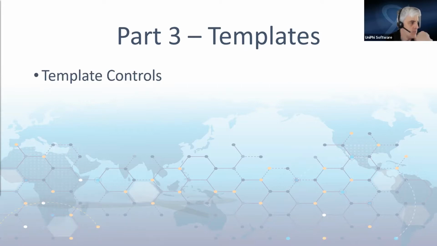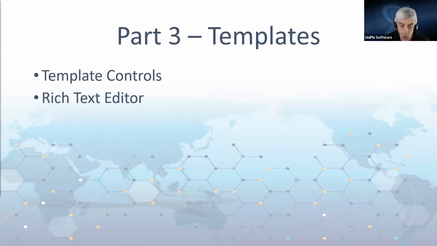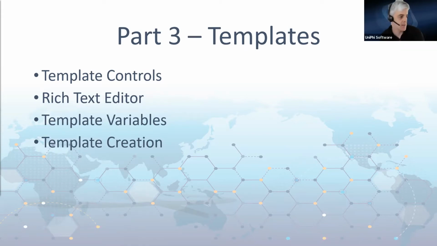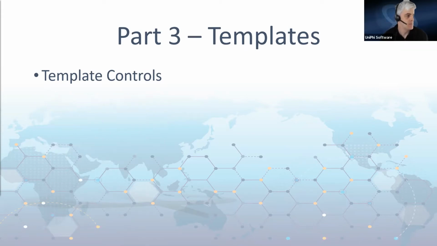So that's going to be our first topic today, which is the template controls. So what are all the things you can do in a template, and how does data get into a template? Then we're going to look a bit at the rich text editor, which is a way to either provide people a bit of a word processor within Unify or to auto-populate text. And that auto-populating text is done with template variables. And then we're going to go through creating some templates and testing them.